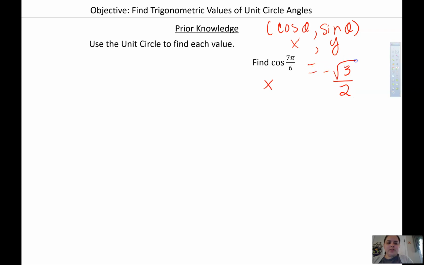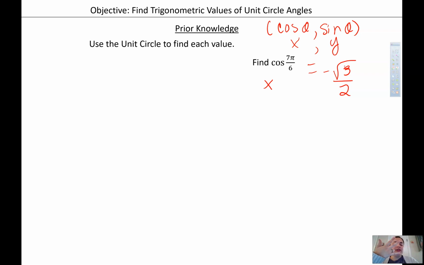Okay, so negative root 3 over 2. The other way you can, if you want to use your 5 fingers for your left hand trick, is the pi over 6. So remember, the pi over 6 is your ring finger, so if you bring that down, it's asking the x. So the top ones are your x. I got a root 3 over 2.